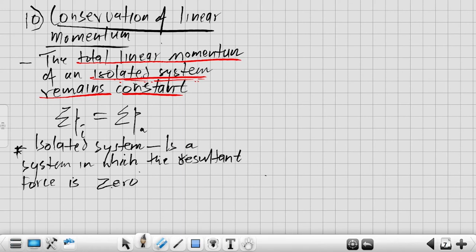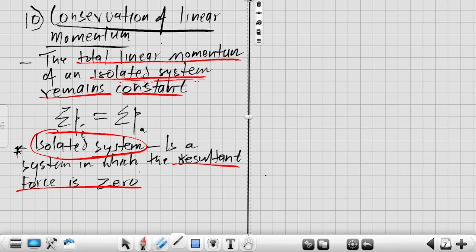So for us to say the momentum is conserved, it must be in an isolated system. In an isolated system, the resultant force is equal to zero. When we do our calculations, these are the keywords to look for: isolated system. Once it is an isolated system, it becomes easy for us to do the correct calculations and explain in detail. So kindly look for words like isolated, conserved, or remains constant. It will only be conserved if the resultant force is zero in that system.